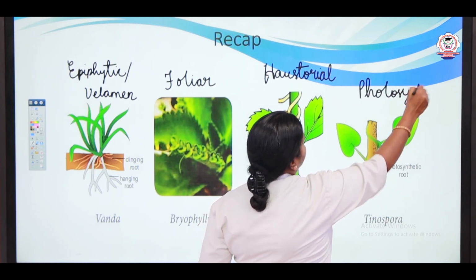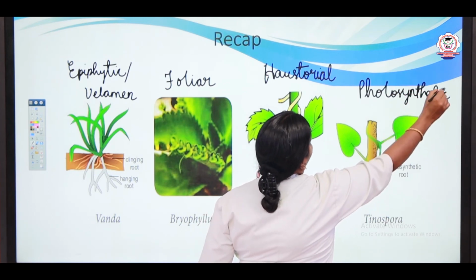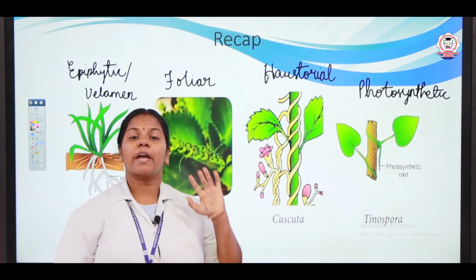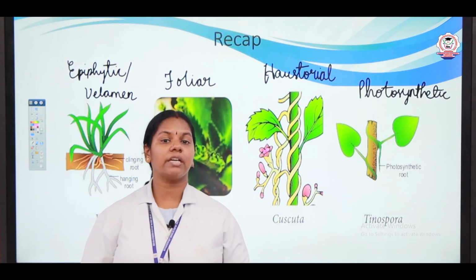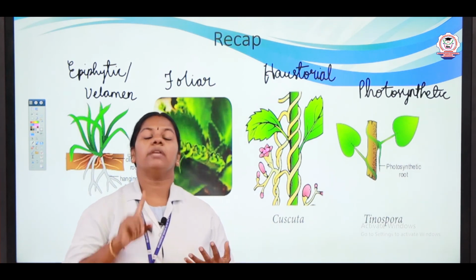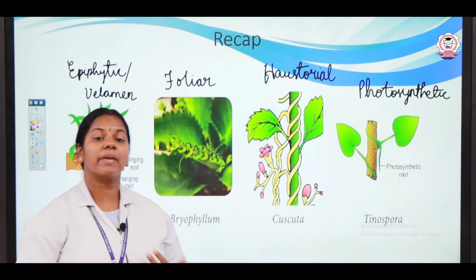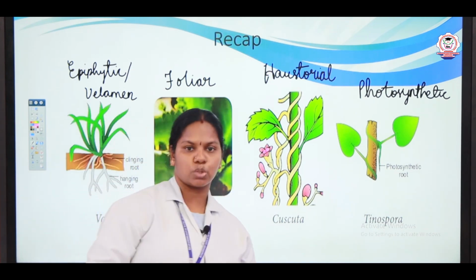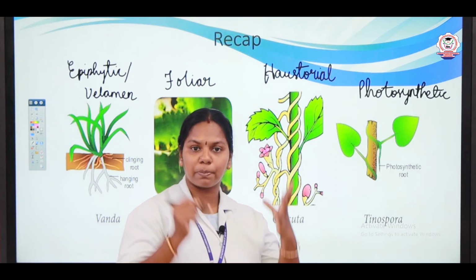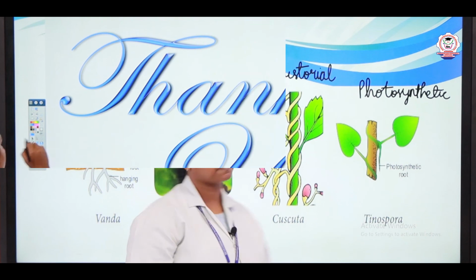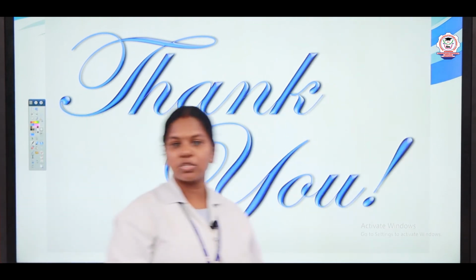So these are the types of roots based on their functions. In the functions we have discussed three functions, children. First one is storage, second one is mechanical support, and the third one is based on their vital function. So based on the important functions they perform, they are classified into 4 categories. So this session comes to an end, children.